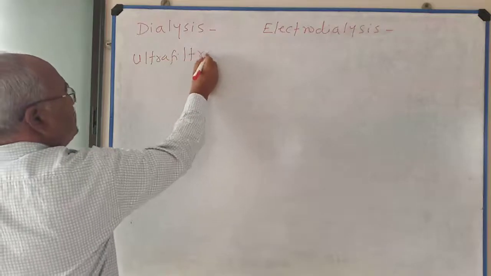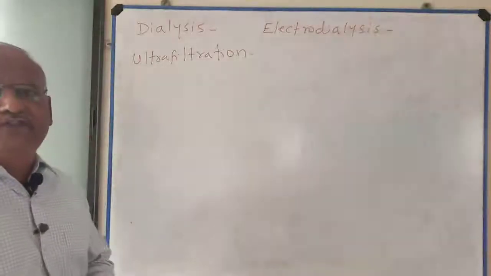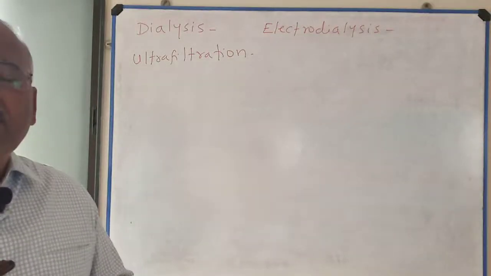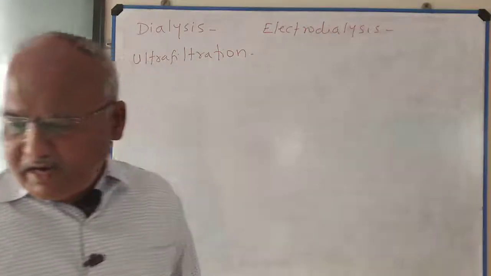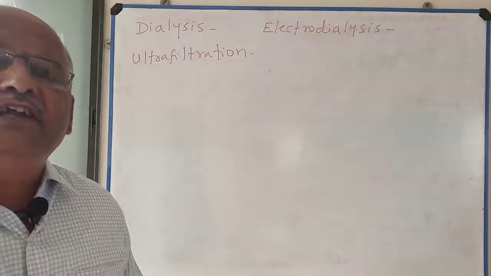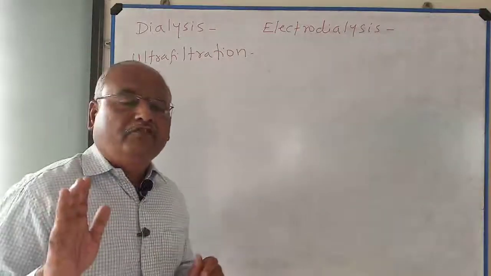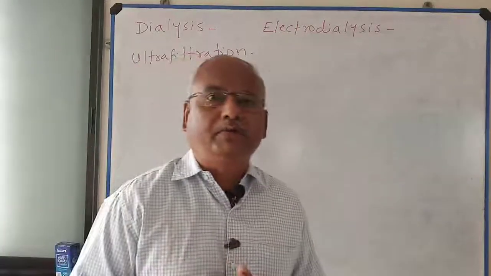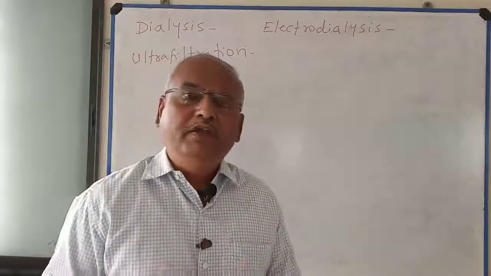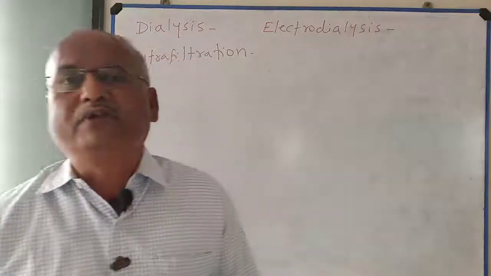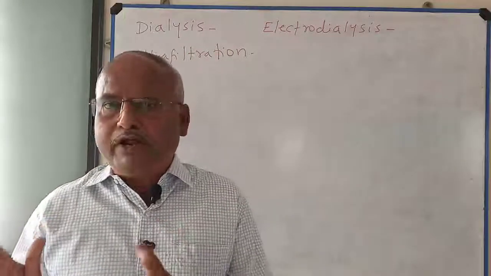These are the methods used for the purification of colloids. Colloids contain soluble impurities as well as an excess amount of electrolyte. You know that a small amount of electrolyte is sufficient for the stabilization of colloid. If excess electrolyte is present in the colloid, then it coagulates the colloidal solution.